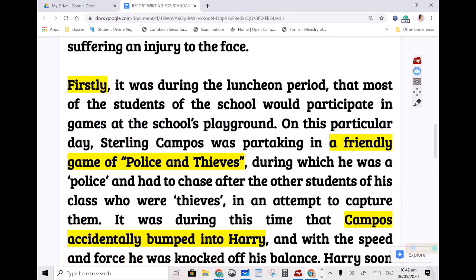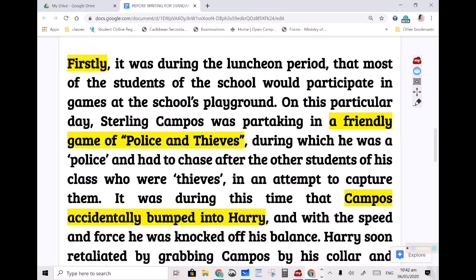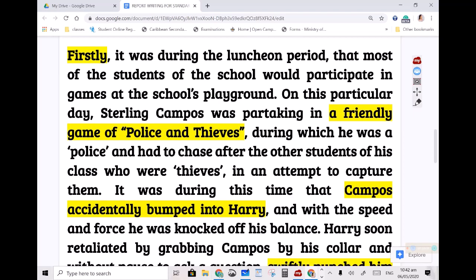Now let us analyze the second paragraph. The second paragraph, which is the first paragraph in the body of your essay, would start with a transitional word such as firstly. So that is why I highlighted the word firstly. Okay. Now it was stated again the time at which the incident occurred, during the luncheon period.